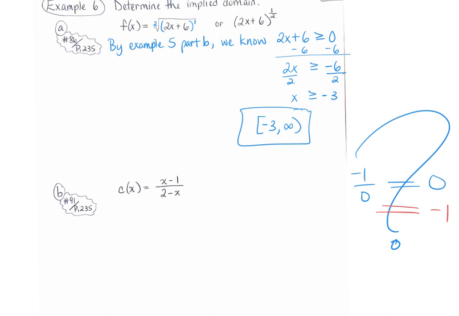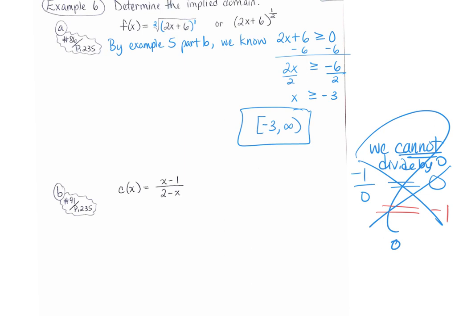You can't divide by 0. You cannot divide by 0. Why? It's impossible. What happens when you divide by 0? You get an undefined solution. It's undefined. So we cannot divide by 0. So this is not okay. We cannot divide by 0.